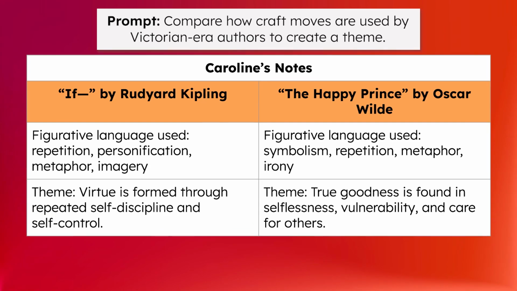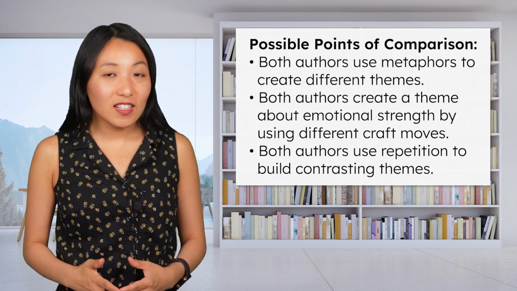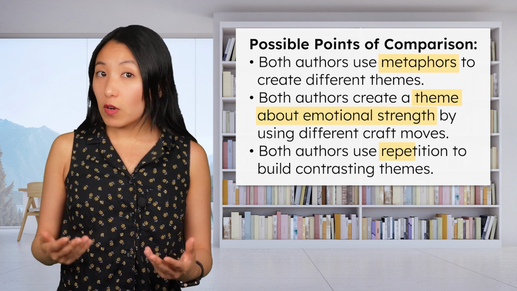There are lots of ways to compare these two authors, so you don't need to have the same answers I do. Just make sure you feel comfortable showing a clear similarity and/or difference between the way they use craft moves to create themes. One idea could be how each author uses metaphors to create different themes. Another could be how they both are creating a theme about emotional strength. I could also use my idea from earlier and focus on their shared use of repetition to build contrasting themes. In all three of these, I am identifying my point of comparison: metaphor, theme about emotional strength, or repetition.